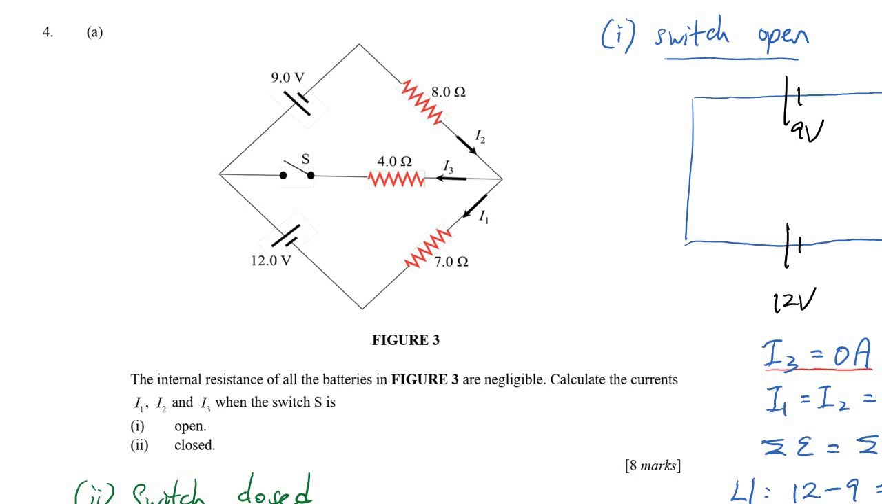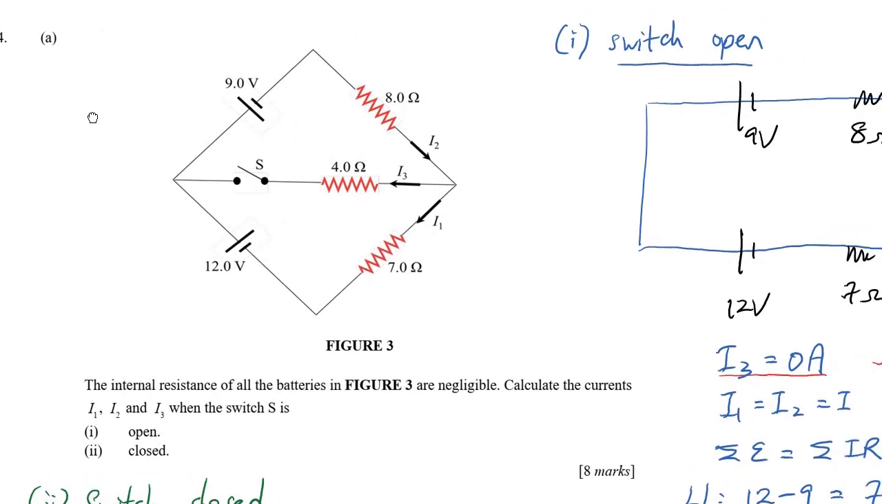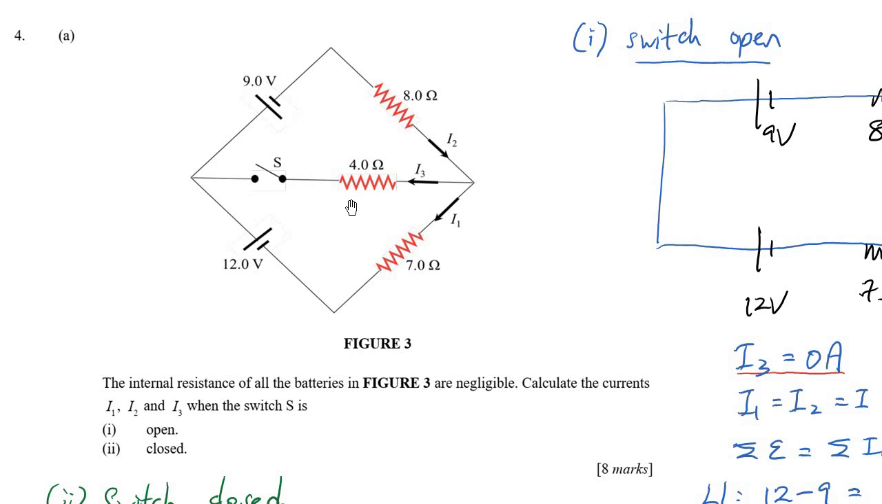Alright, now this is question 4. This question 4 is about Kirchhoff's law, Kirchhoff's law for chapter 3, DC circuits. The internal resistance of all the batteries is negligible, so no internal resistance. Calculate the currents I1, I2 and I3 when the switch S is open and closed.